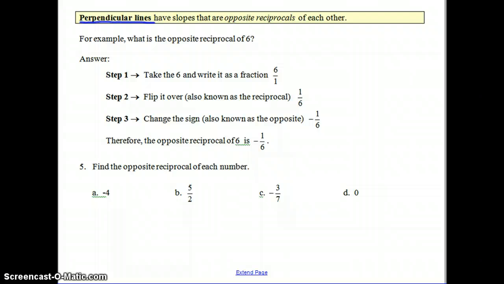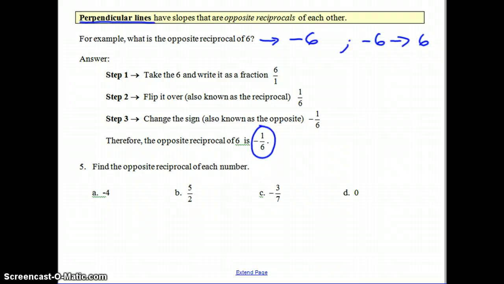Right? For example, what's the opposite of 6? Well, we know the opposite of 6 is negative 6. Alright, conversely, the opposite of negative 6 is 6. Okay? So if we want to do negative reciprocals or opposite reciprocals, we take the 6, write it as a fraction, so 6 over 1, flip it over, which is known as the reciprocal, change the sign to a negative, known as the opposite. Therefore, the opposite reciprocal of 6 is negative 1 over 6.